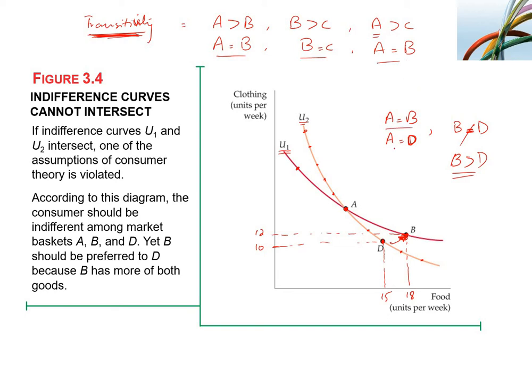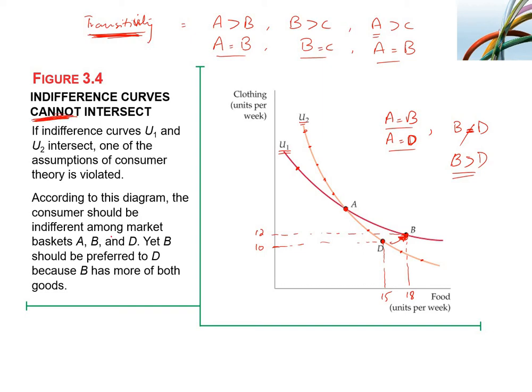Here we are looking that A is equal to B and A is equal to D, but B is not equal to D. B is clearly preferable to D. This is a scenario which has been built up. Why? Because of the intersection of indifference curves, and therefore we are saying that indifference curves cannot intersect with each other.